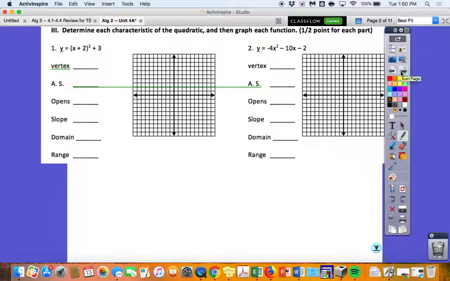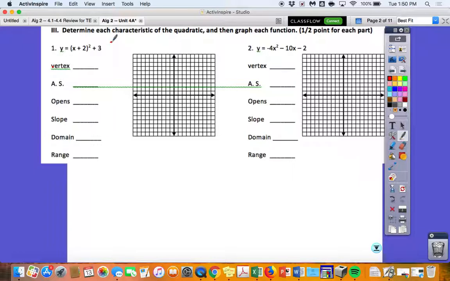Okay? So moving right along, you get to the next part of the test. It is very similar to what we just did. I'm just asking you more questions. Okay, so the very first thing is, well, it would help to read the instructions. Determine each characteristic of the quadratic and then graph each function. So I'm asking you for vertex, so that's what's repetitive. I just asked you for vertex. So you do the exact same thing we just did.